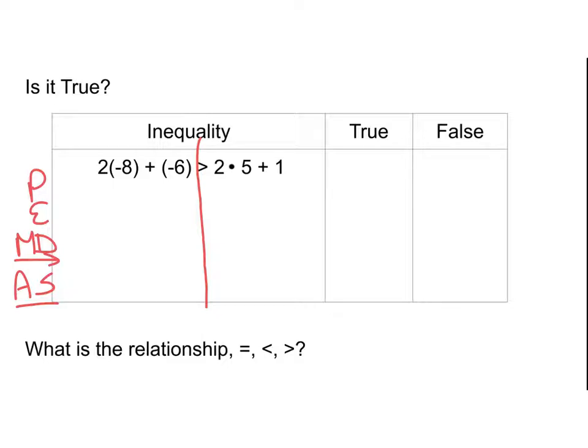So let's start with our first side, which is our left side. So you have 2 times -8 plus -6. We don't have parentheses, we do not have exponents, but we do have multiplication. And we only have one multiplication, so I'm going to go ahead and multiply 2 times -8.